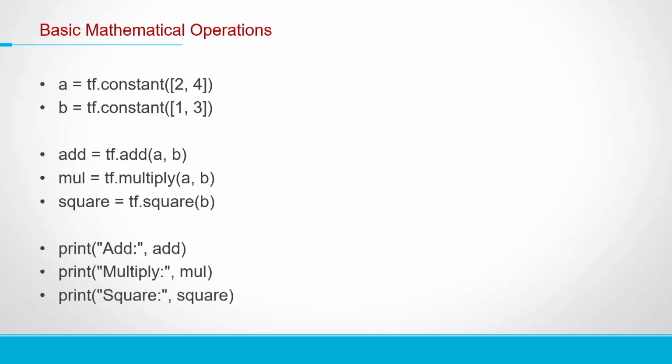Now, here we have taken a and b as two constant tensors with two dimension arrays 2, 4 and 1, 3, and I am calling addition, multiplication and square functions that can be applied to any existing tensors. If I say add equals tf.add of a comma b, the two tensors are added, and if I say multiply, the two tensors are multiplied, and this is how we can print the values in the tensors.